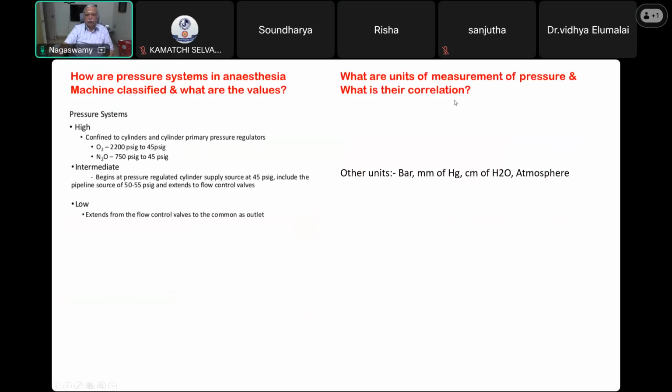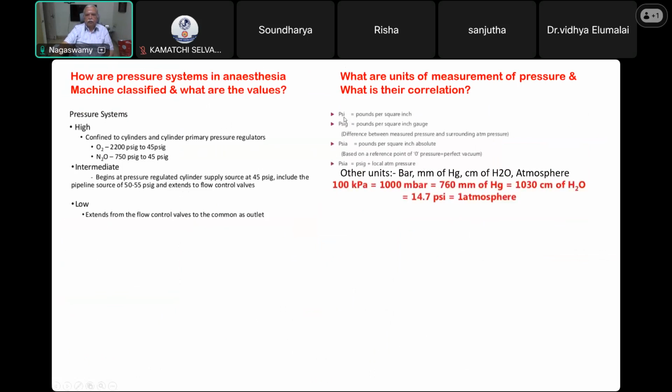Now, what are the units of measurement of pressure and what is their correlation? This is a very important point, not only from the exam point of view, but for your day-to-day knowledge also, because pressure will be described in different units in different situations. The commonly used unit is PSI, which is pounds per square inch. And when this is shown on the pressure gauge, it is called PSIG, which is gauge pressure.